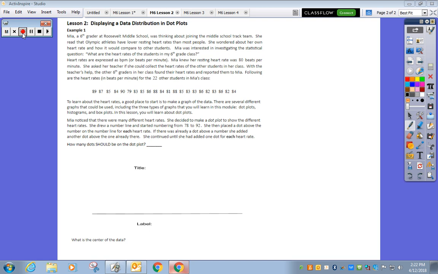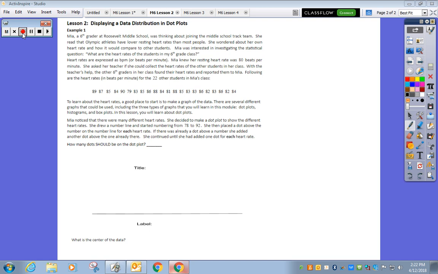Example 1 says Mia, a 6th grader at Roosevelt Middle School, was thinking about joining the middle school track team. She read that Olympic athletes have lower resting heart rates than most people. She wondered about her own heart rate and how it would compare to other students. Mia was interested in investigating the statistical question, what are the heart rates of the students in my 6th grade class?